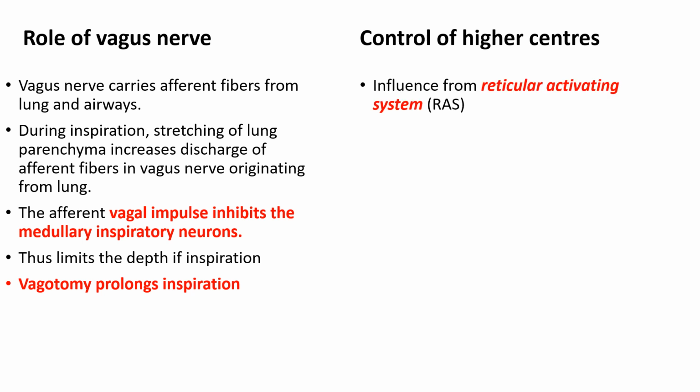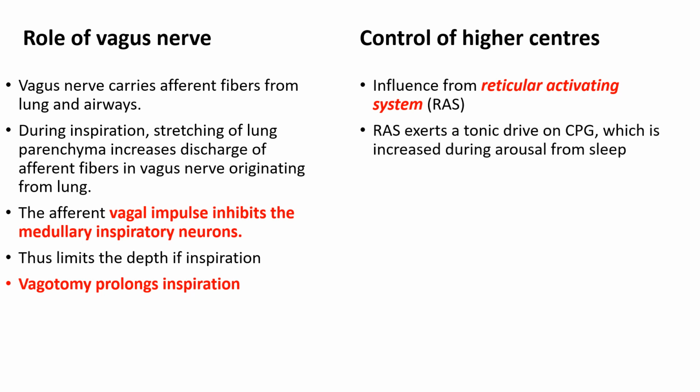First is the reticular activating system, which is mainly responsible for our wakefulness. And how does it help in respiration? The RAS exerts a tonic drive on the central pattern generator, which is increased during arousal from sleep. I told you the reticular activating system is very important for wakefulness. Whenever it is activated, when you are going to wake, it gives the signal to the central pattern generator. In that way, your inspiration will be controlled.